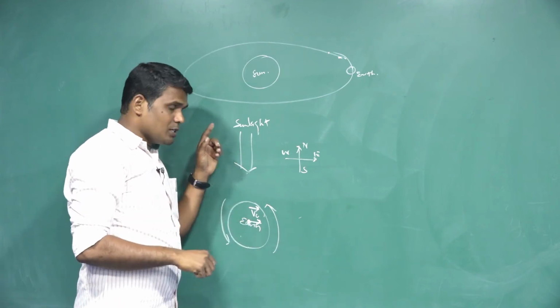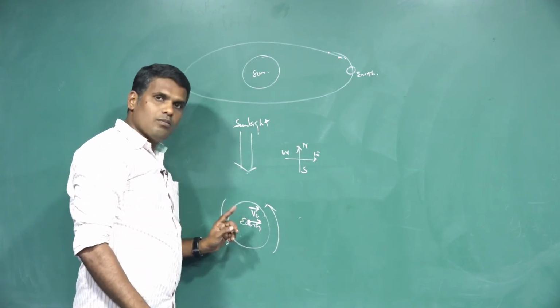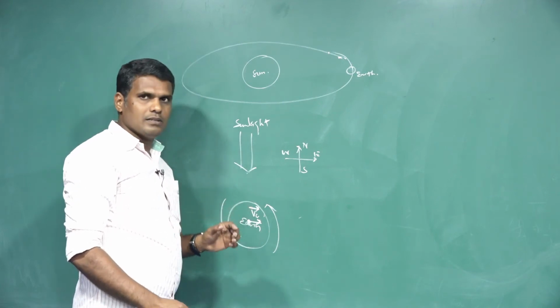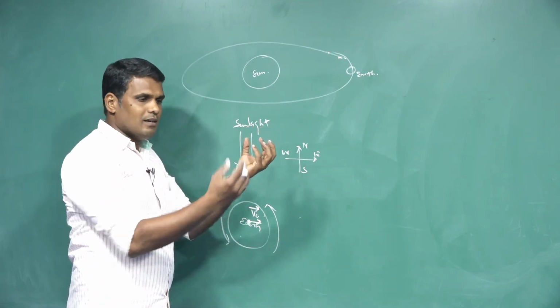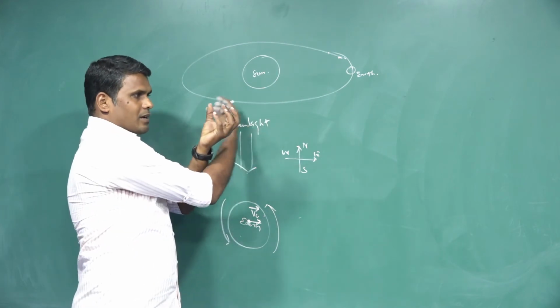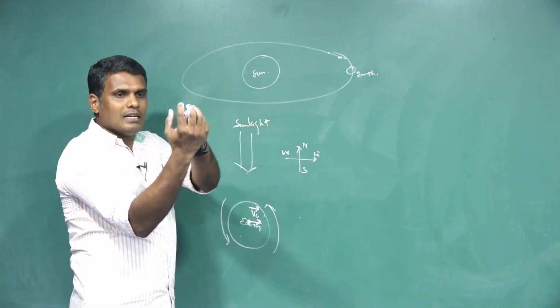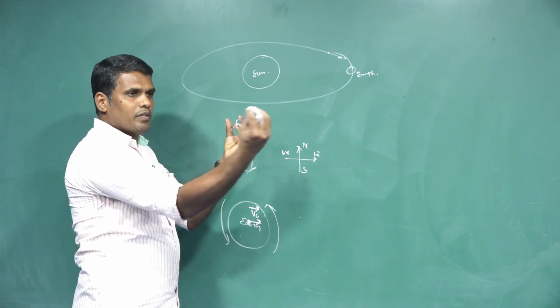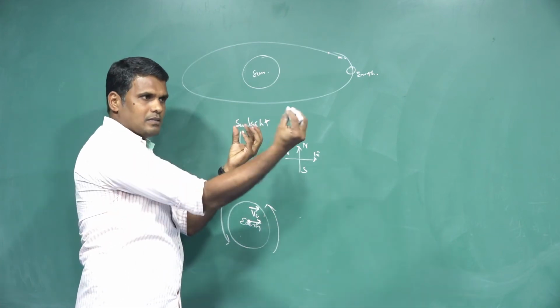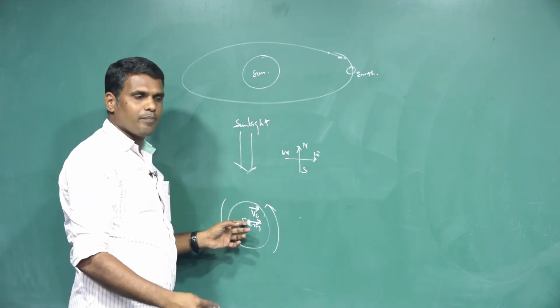See this reference. With respect to sun, Earth is moving with the velocity Vc. Just imagine, sun is here, Earth is here, Earth is describing an elliptical orbit. The center of the Earth will be moving with the velocity Vc. That is marked here as Vc.